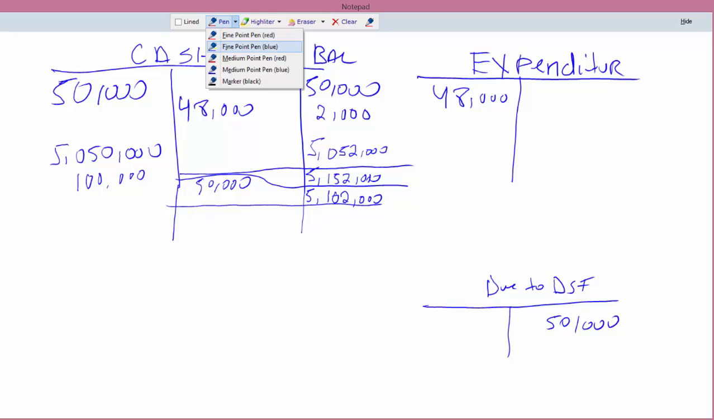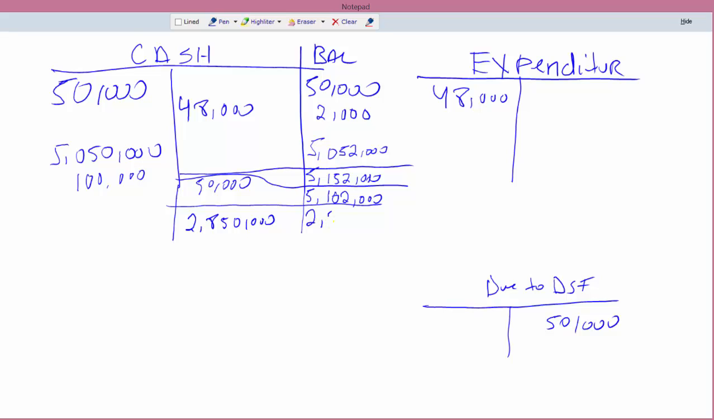I guess I should stick with the blue. 2,000,000 what? 850,000. Is that what it was? So now the cash balance comes down to what? 252. Okay, good. So we're on our way, right?